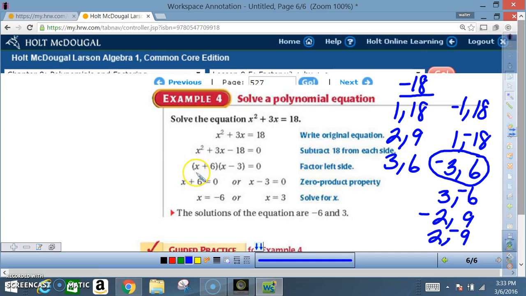So my answer is going to end up being x plus 6 times x minus 3 is equal to 0. Now I apply the zero property, which we learned in the lesson before. So I end up with x plus 6 equal to 0, or x minus 3 is equal to 0. After solving for x, I end up with x is equal to negative 6, or x is equal to 3. How did I get that? Minus 6, minus 6. On this side, plus 3, plus 3. So the solutions of the equation are negative 6 and positive 3.